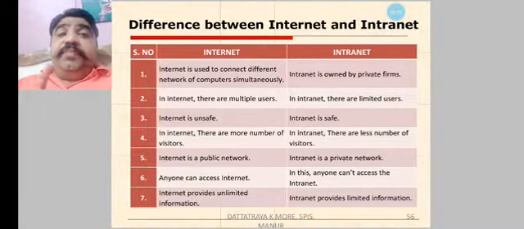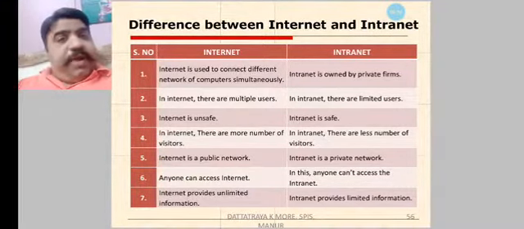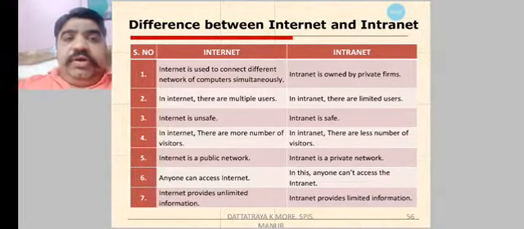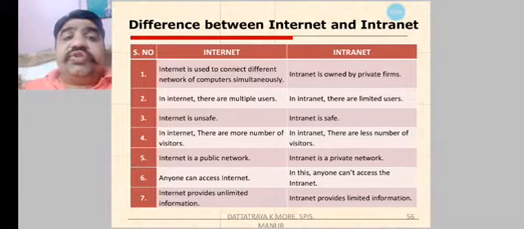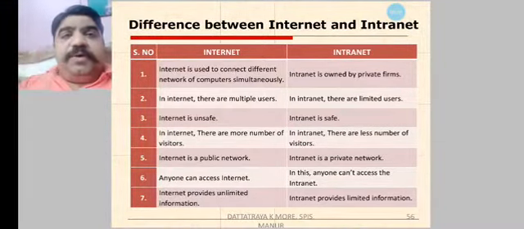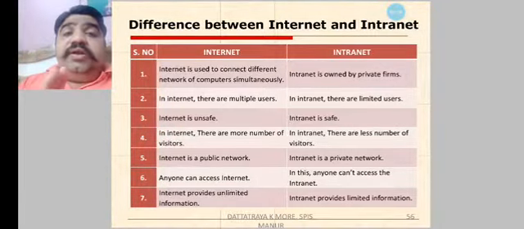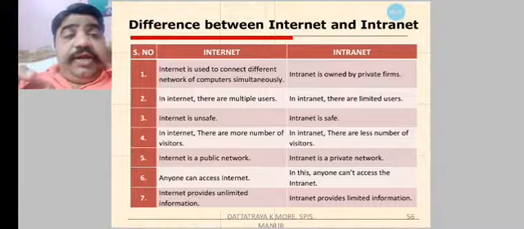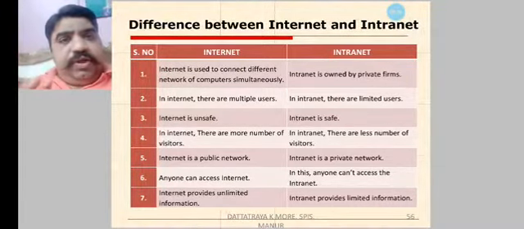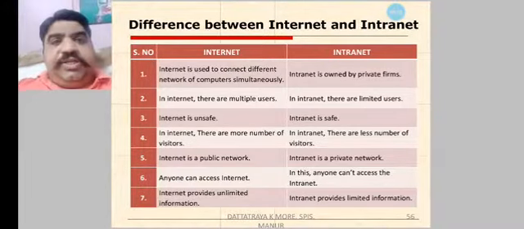Internet is public network. Intranet is a private network. Anyone can access internet. Intranet is a private network, so anyone can't access it. Only authorized people can access that intranet. Internet provides unlimited information. Intranet provides limited information which is useful for that particular company or organization.